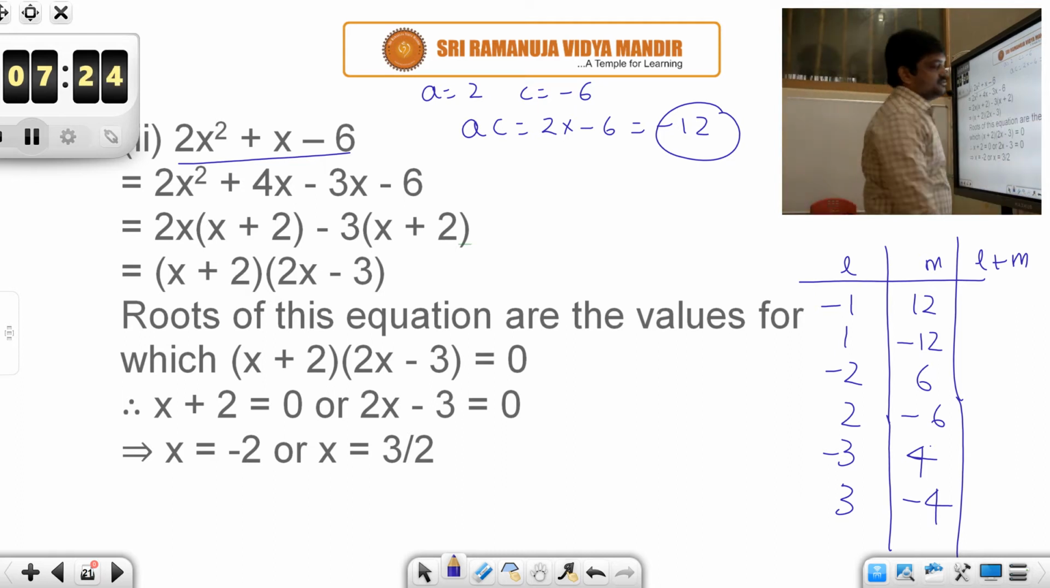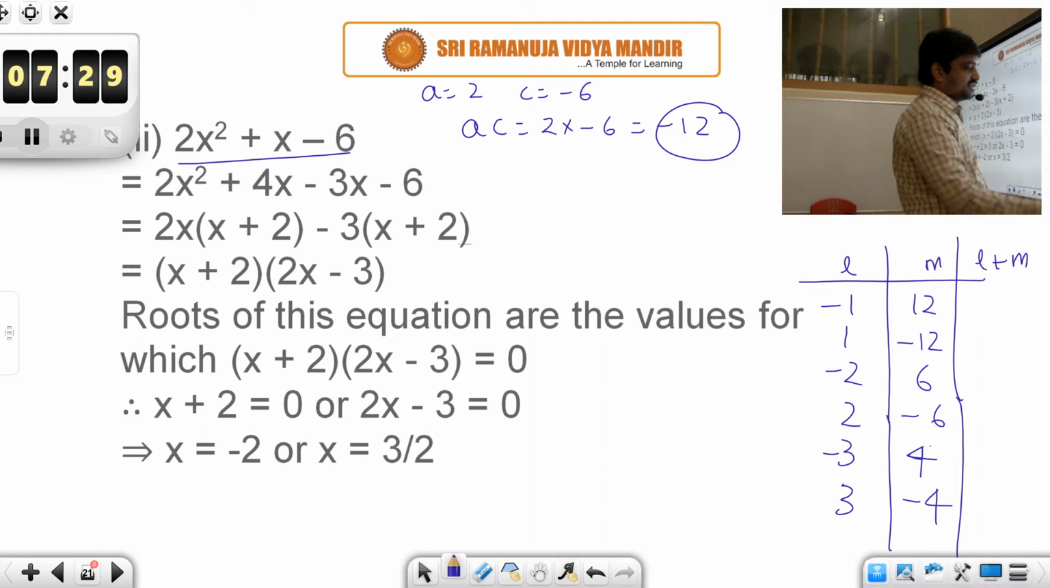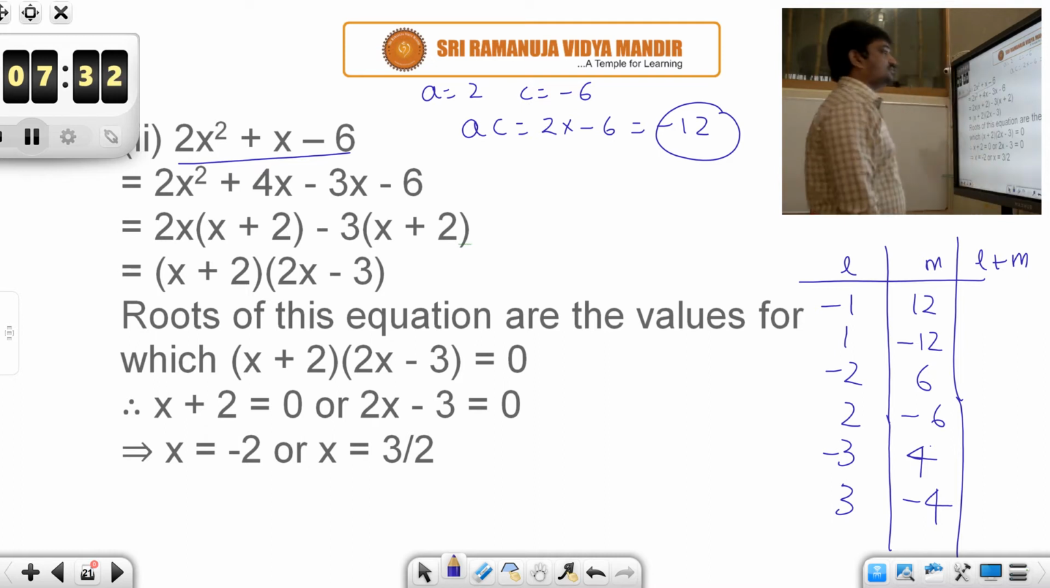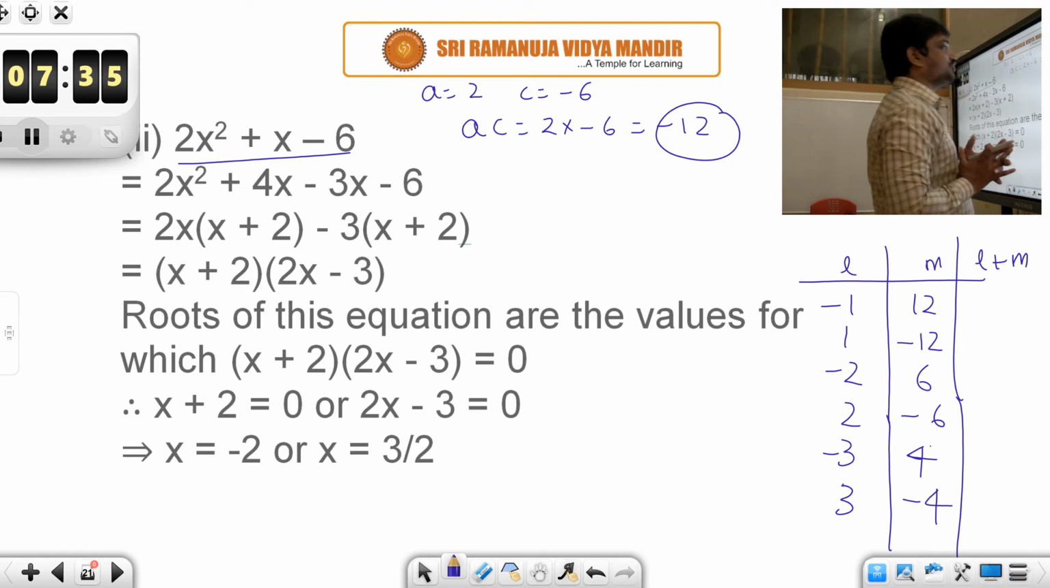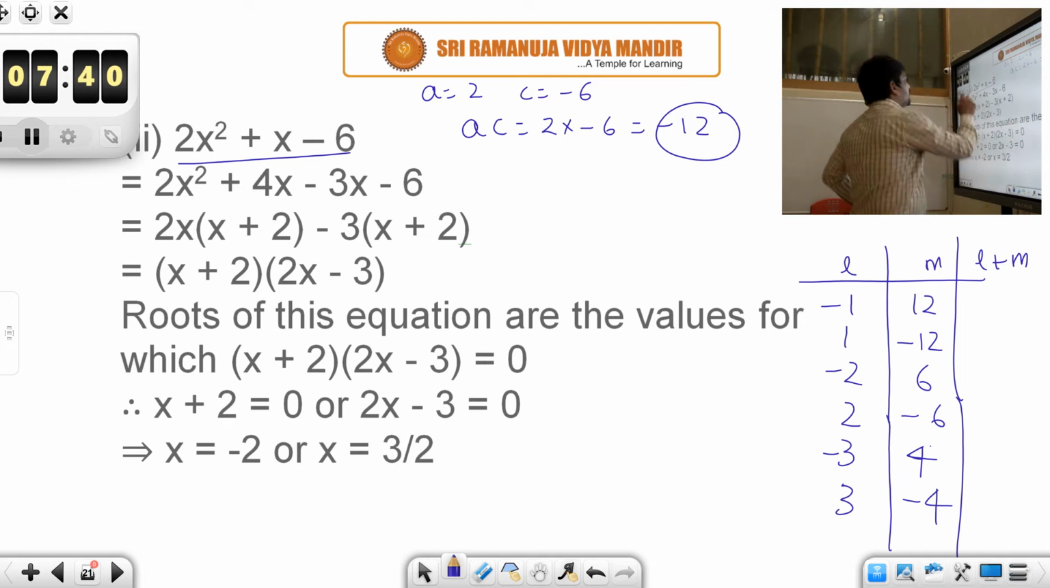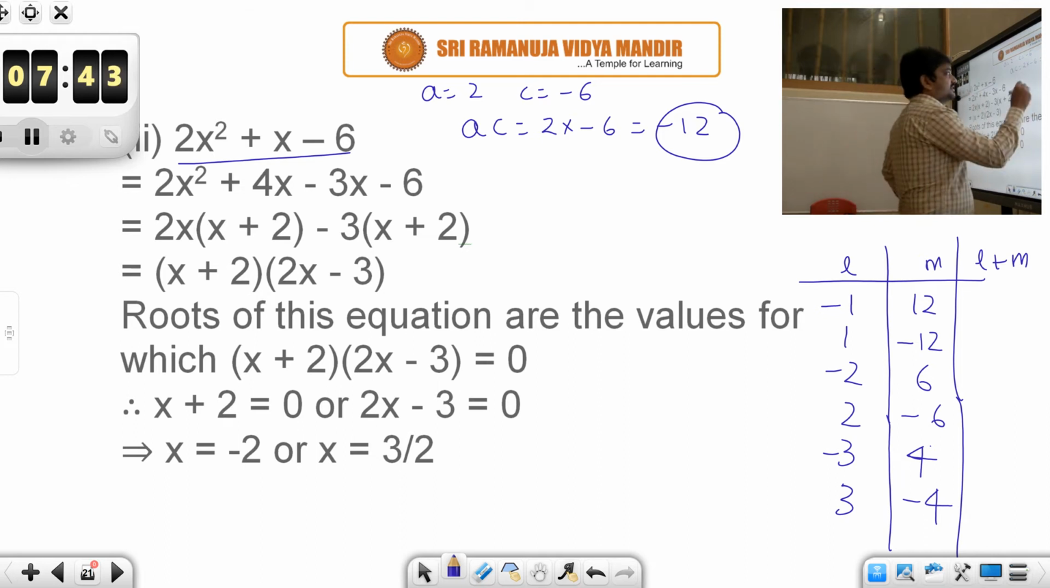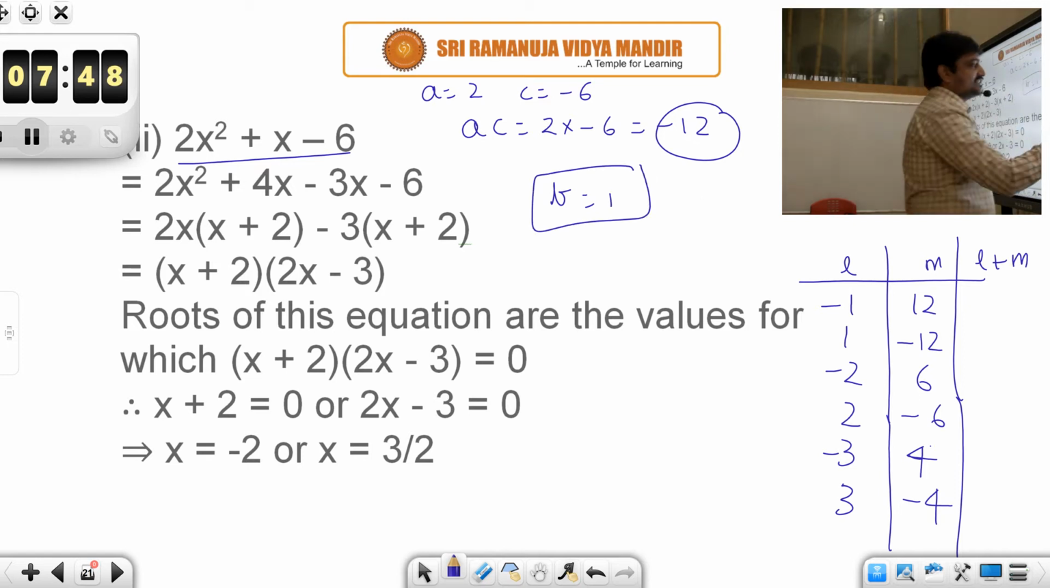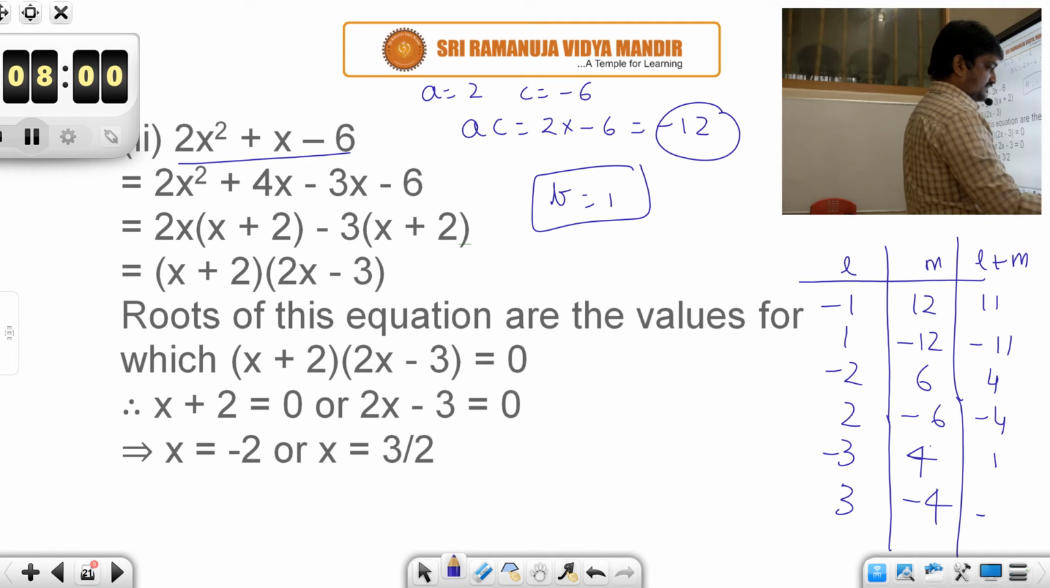So these are the only different possibilities, because the other possibilities would be minus 4 and 3, again they are repeated. Now out of these pairs, which pair should we choose? The pair such that the sum would be equal to the value of B, that is the coefficient 1. So here the value of B is 1. Let's add these pairs of numbers. Here you are getting 11, here minus 11, 6 minus 2, that is 4, 2 minus 6, that is minus 4, minus 3 plus 4, 1, 3 minus 4, minus 1.